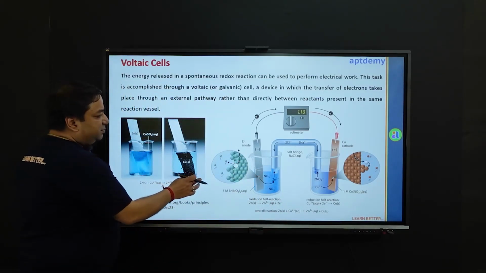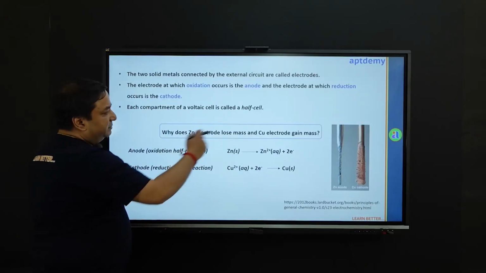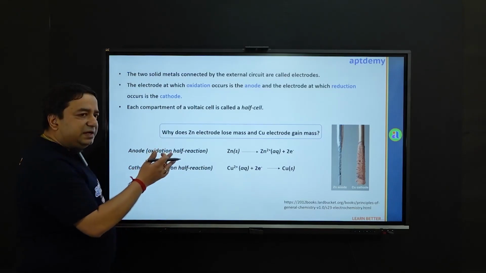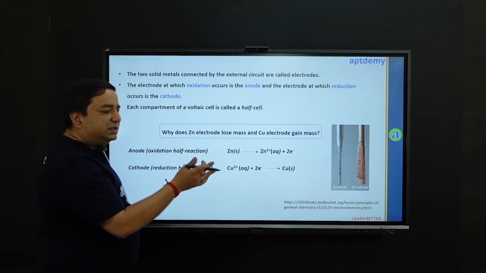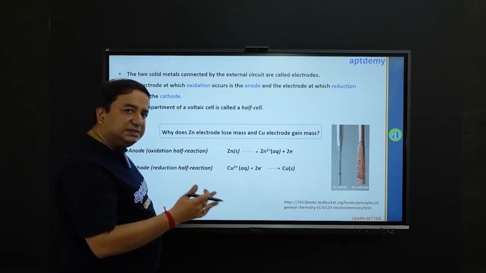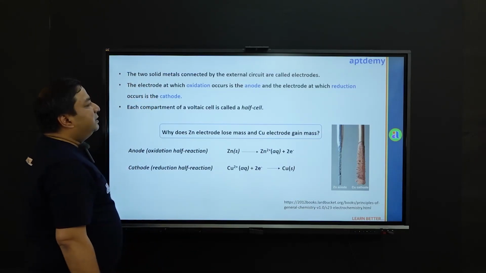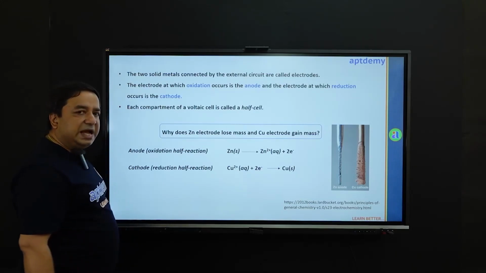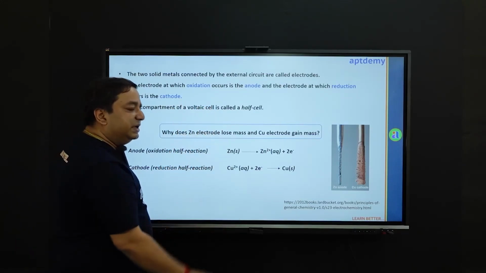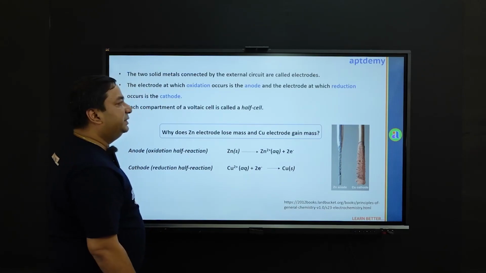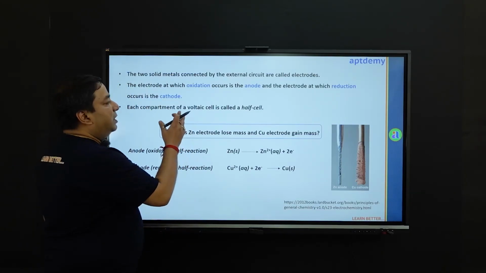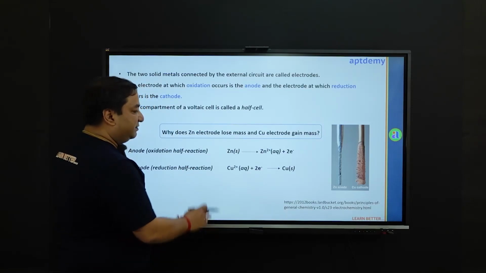Now let us move to the next slide. So we'll be switching between these two slides. The two solid metals that were connected by the external circuit, we call them electrodes. Now the electrode at which the oxidation is taking place, we will be calling the anode, and the electrode at which the reduction is taking place, we will be calling the cathode. Now each compartment of the voltaic cell is called the half cell.